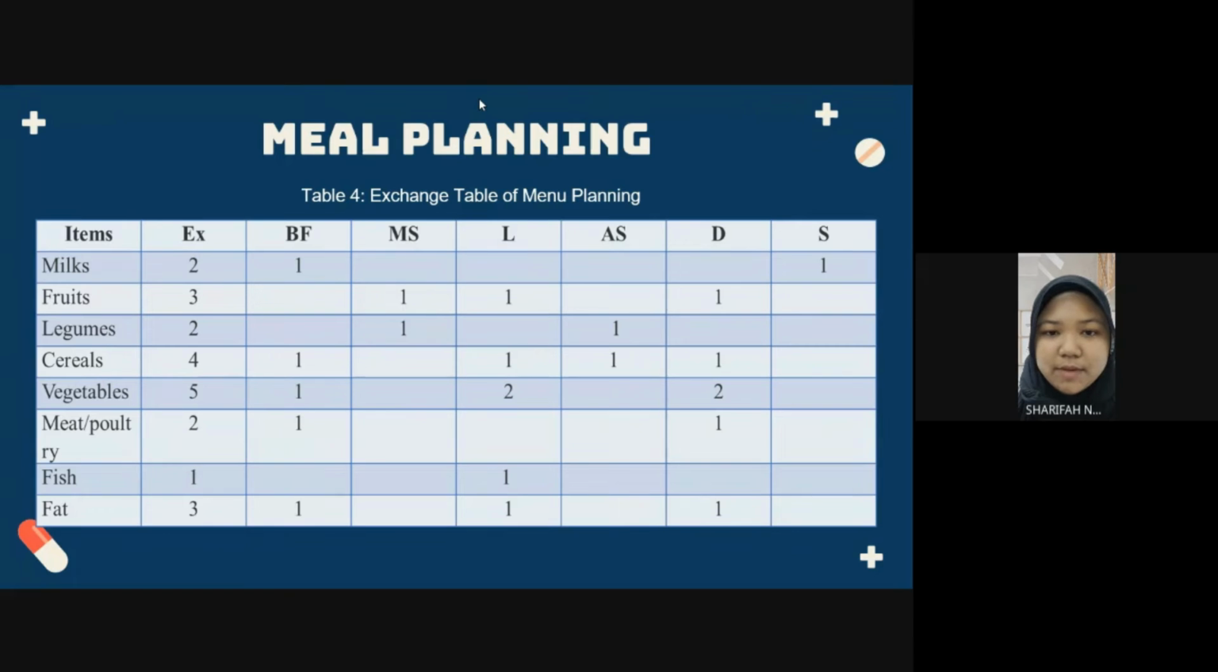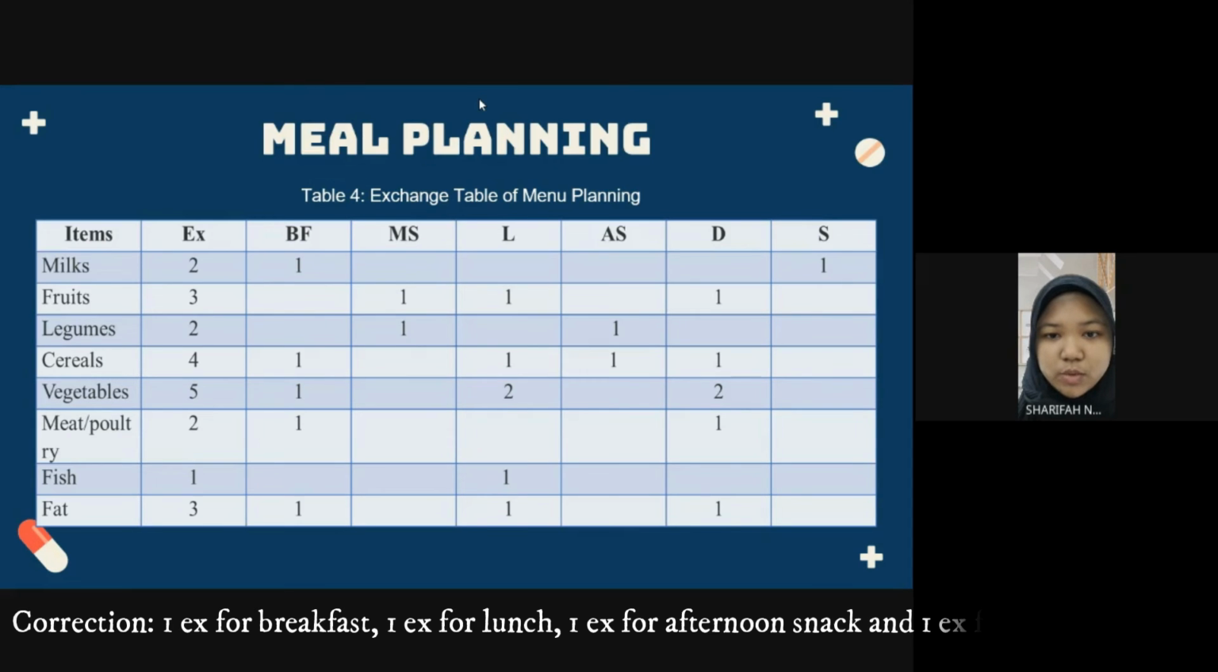So this is the meal planning for table 4, the exchange table of menu planning. For milk, we will use 2 exchange, assigned for breakfast and for supper. For fruits, 3 exchange for morning snack, lunch, and dinner. For legumes, 2 exchange for morning snack and afternoon snack. For cereals, 1 exchange for breakfast, 2 exchange for lunch, and 2 exchange for dinner.